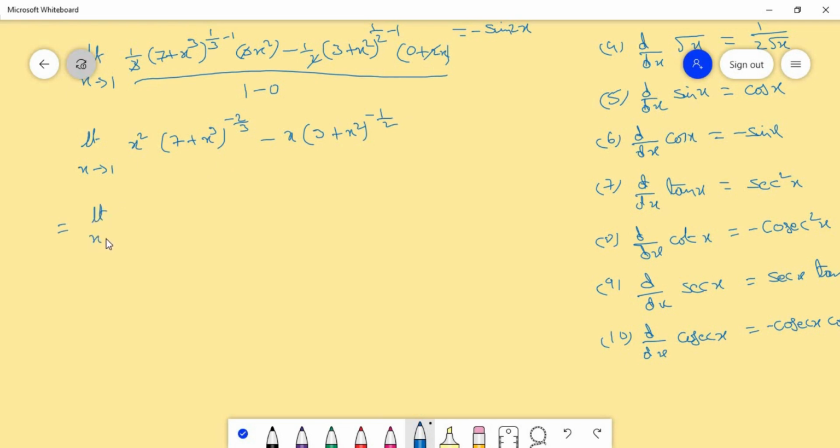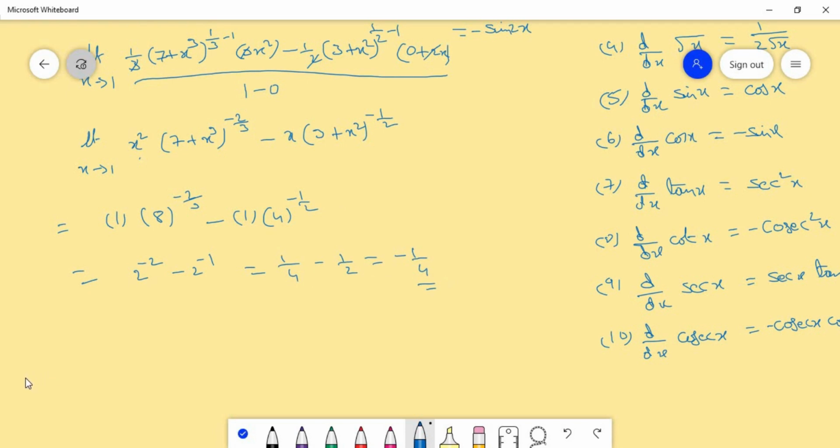So limit x tends to 1, apply in the place of x is equal to 1. Then what do we get here? This is 1. Here it is 8 power minus 2 by 3. Here it is 1 into 4 power minus 1 by 2. Here we get 2 power minus 2, here 2 power minus 1. So that is 1 by 4 minus 1 by 2. That is equal to minus 1 by 4, which is the answer.